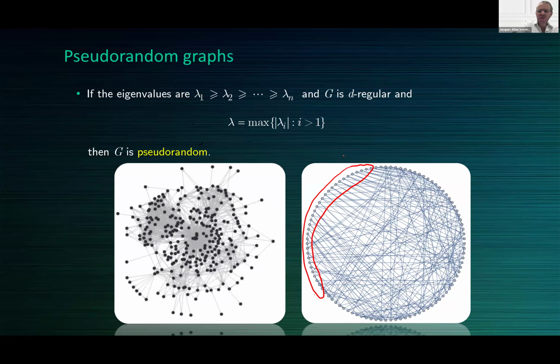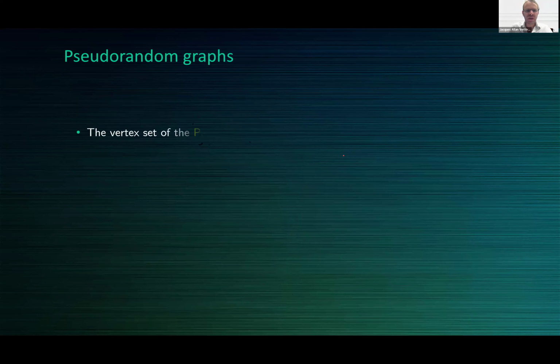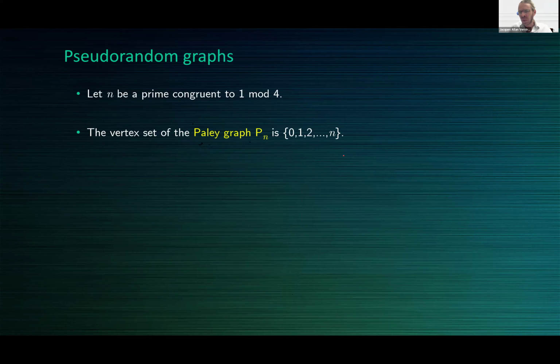That result is called the expander mixing lemma, attributed to Alon and Chung from the 1980s. And it is a very useful and powerful result with many applications, including in computer science. So let's do an example. Take a prime number n congruent to 1 mod 4.